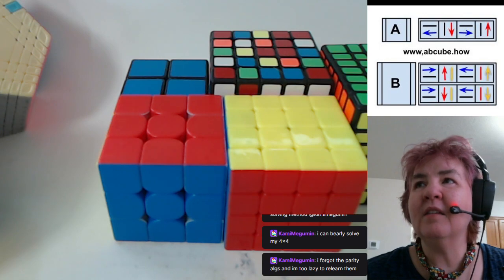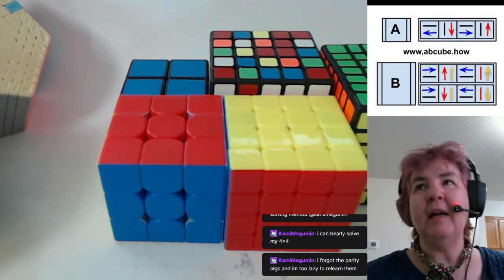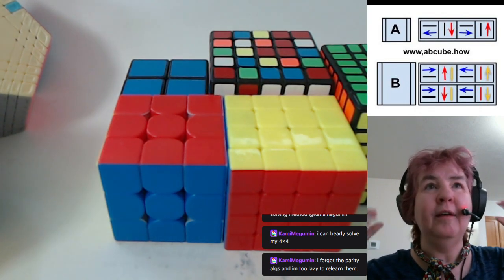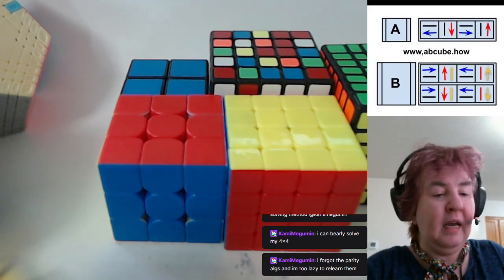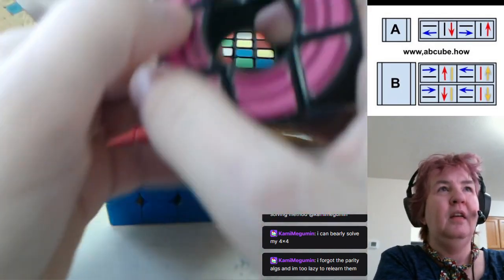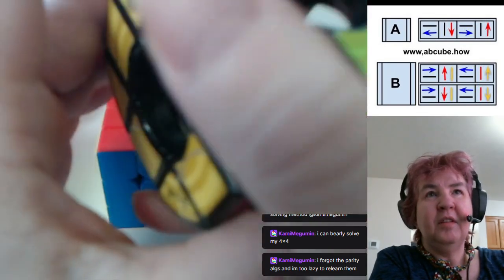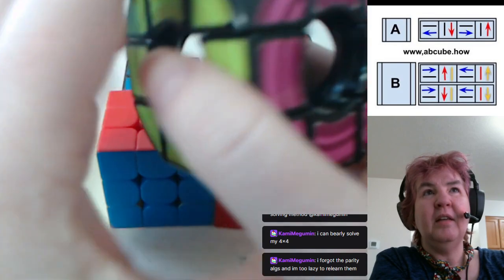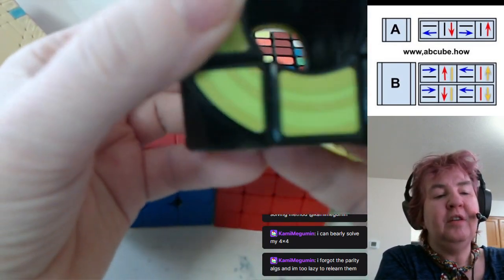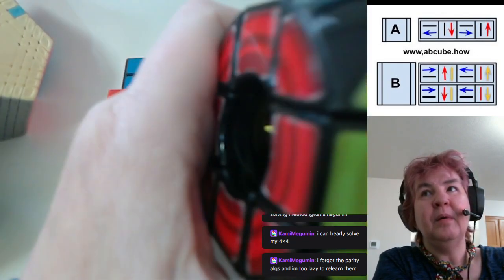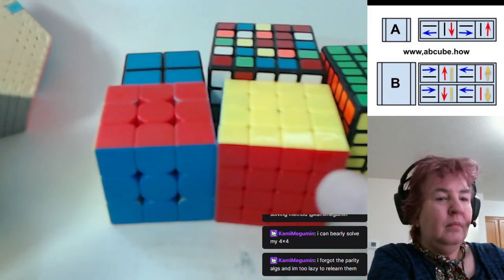I forgot the parity algorithm because I'm too lazy to relearn them. Okay, parity. You don't need a parity algorithm. You don't need them at all, ever, because a parity is a lie. Parity is where it looks like there's 2 pieces and only 2 pieces that need to be switched, and all of the algorithms, except for the parity algorithms, the formula B will move 3 pieces around and only 3 pieces. But if you only have 2 pieces, then formula B doesn't help you. But here's the deal. You never have 2 pieces and only 2 pieces.